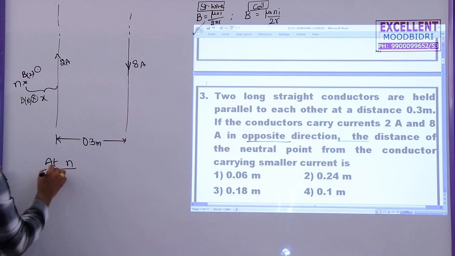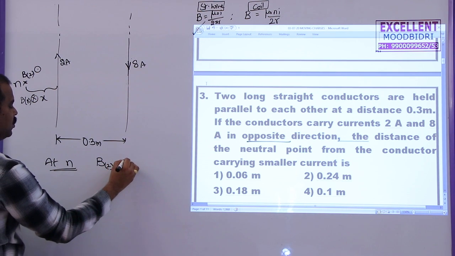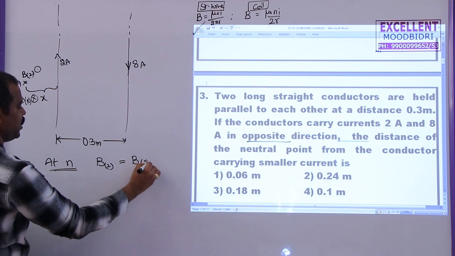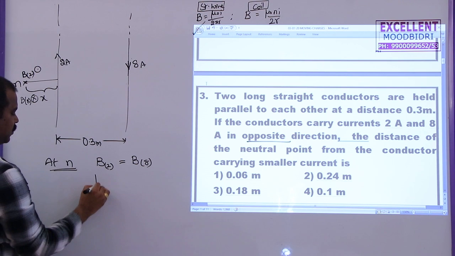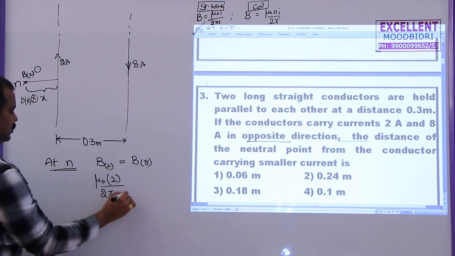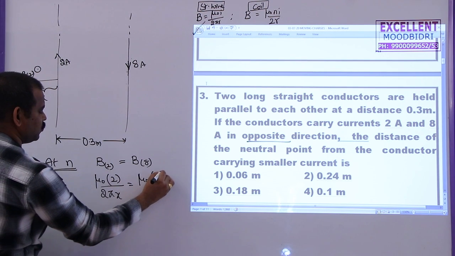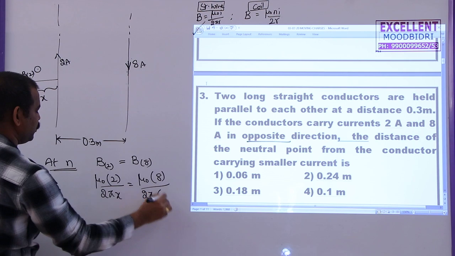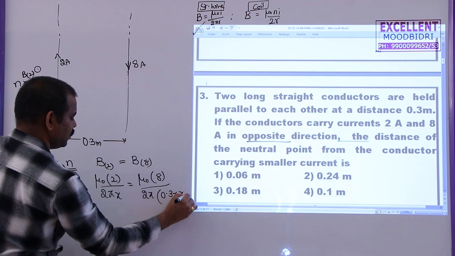At point N, B due to 2 amperes current is equal and opposite to the B due to 8 amperes current. So what is the B due to 2 amperes current here? Mu naught I, that is mu naught into 2, by 2 pi x, is equal to, due to 8 amperes, mu naught into 8 by 2 pi into 0.3 plus x. This is 0.3 plus x.